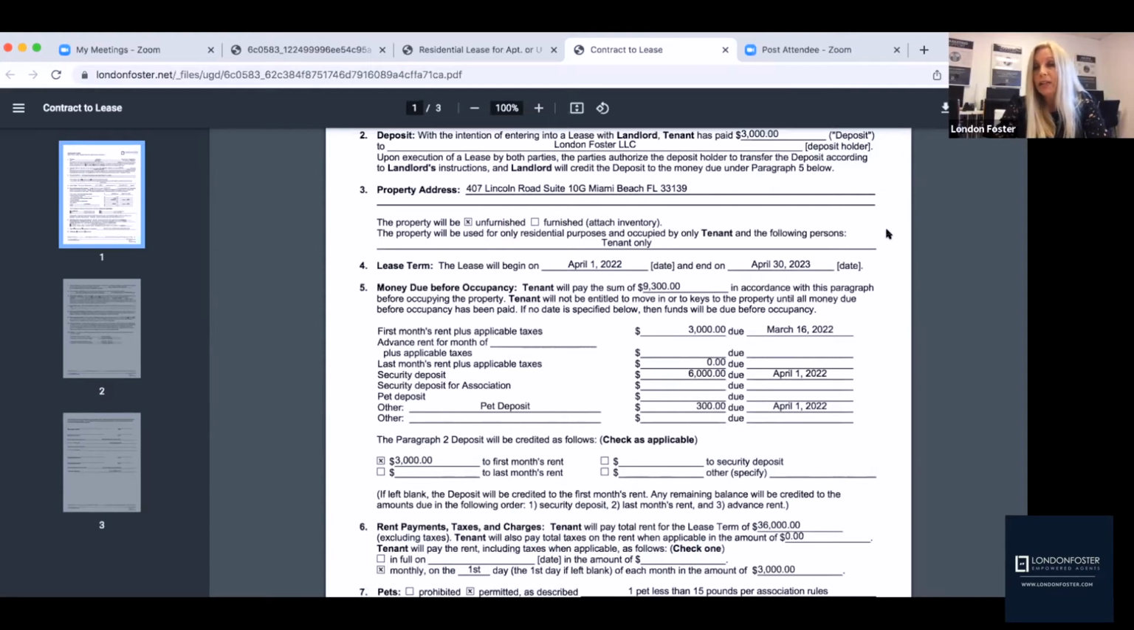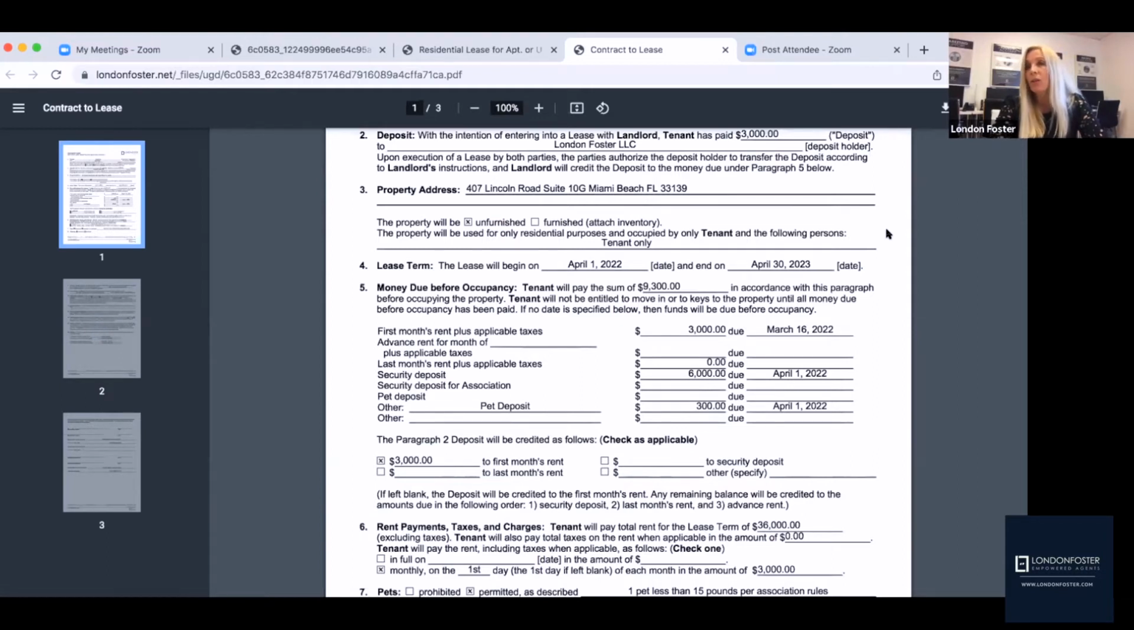You can always wait till you get the lease also and attach it, but it's always good information to note here so the tenant will know what they're responsible for in that apartment or what they need to bring with them when they move in. You always want to put, on the next section, line 3, that it will be used only for the resident and occupied only for the resident or the following person.